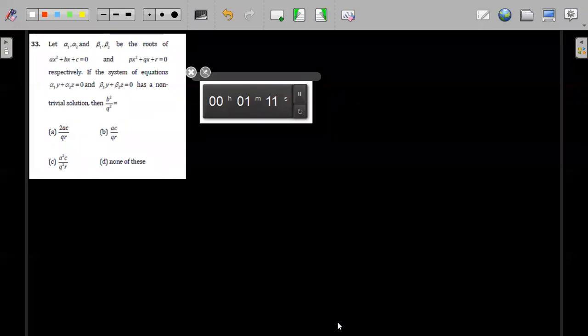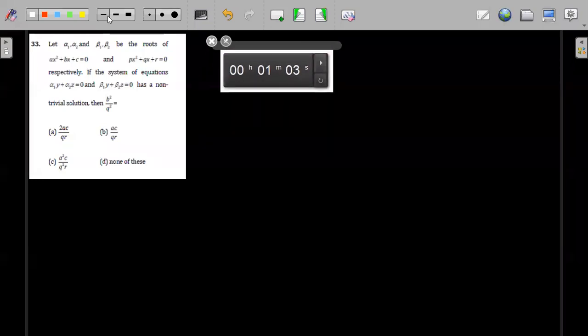Yeah, I've given this as yesterday's homework. Okay, so let's solve. I think most of you have done it, so let's solve this one. They have given that alpha 1, alpha 2 are the roots of the respective quadratic equations, and the system of equations has a non-trivial solution. So this is a system of homogeneous equations.